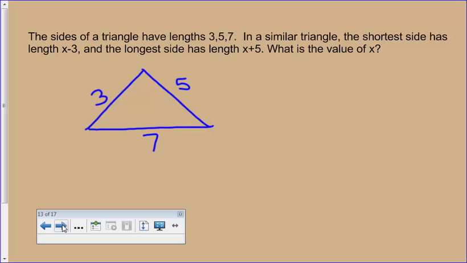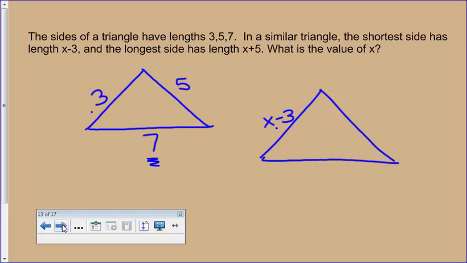In a similar triangle, so I know I've got another triangle over here, and I'm going to draw it facing the same way. So since 3 is my shortest side, this is going to be my shortest side over here. The shortest side of this similar triangle has length x minus 3. The longest side has length x plus 5. So 7 is my longest side over here. I'm going to put my longest side in the same position, x plus 5.